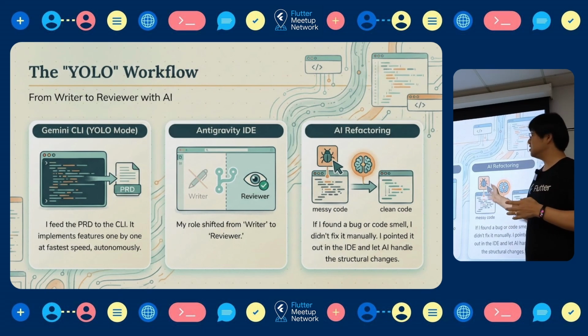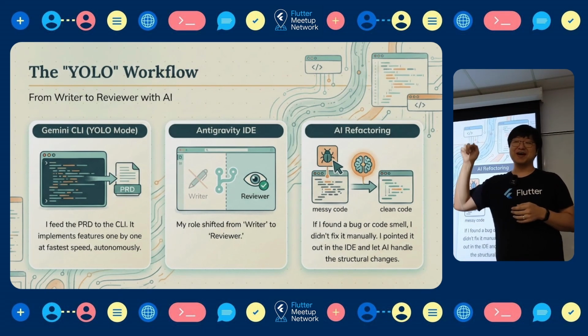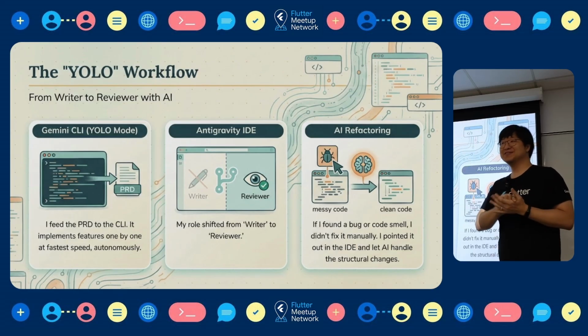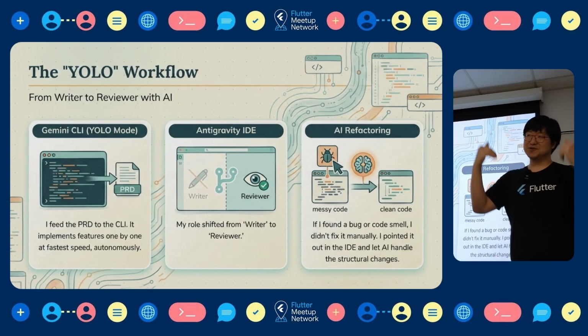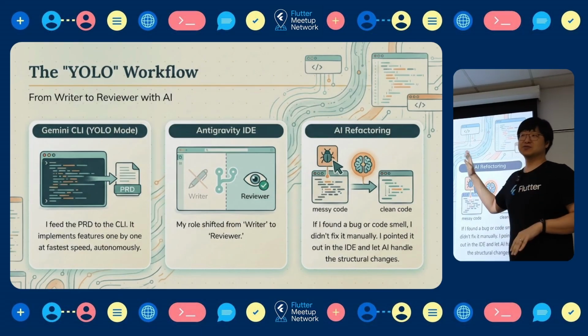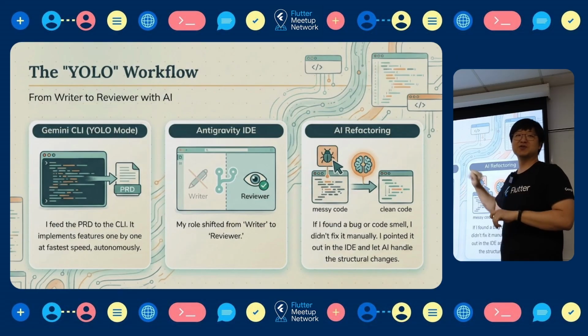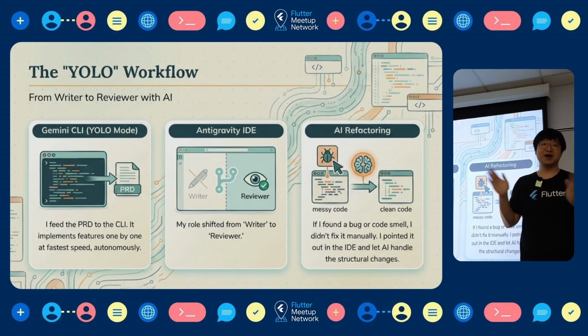With Anti-Gravity, I didn't use YOLO. Every single step, I had to approve it because I want to have full control of that. So that was the way that I can balance it out. Gemini CLI goes at full speed, and you can mess it up. Anyway, I'm going to fix it with Anti-Gravity. That was my strategy here.